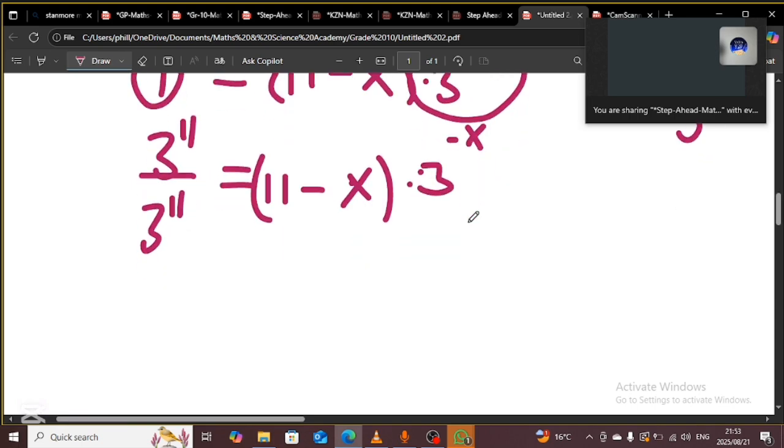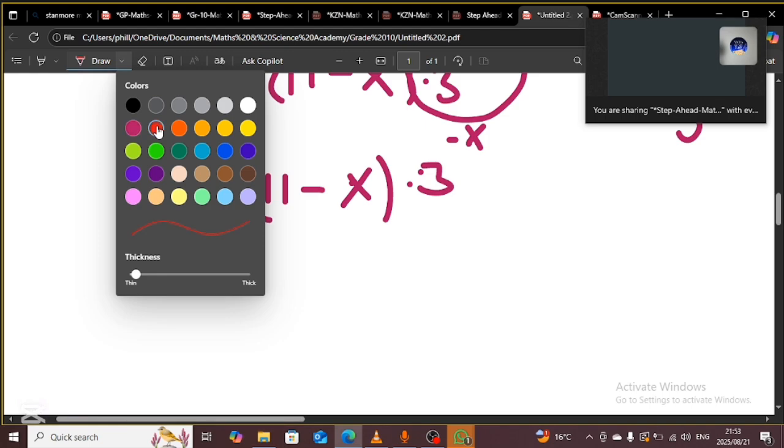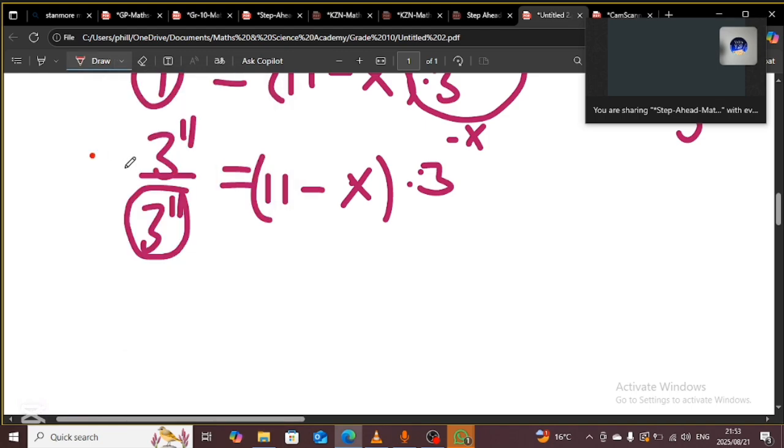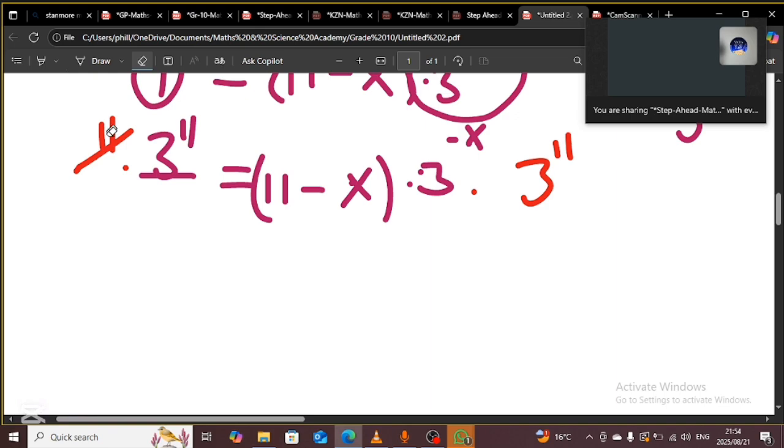So now we are going to multiply both sides. Remember, we want to remove the denominator, right? How can we remove the denominator? We can multiply all sides by the denominator, by 3 to the power of 11 on both sides, right? So this one will cancel this one. And also this one will just disappear. And then on the left hand side we'll remove this one.